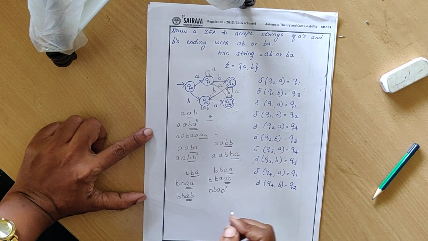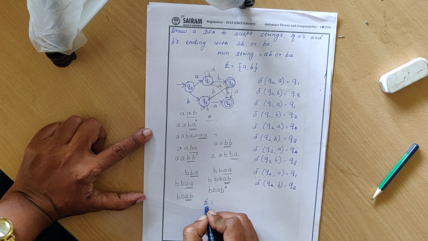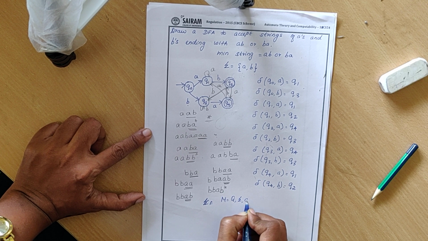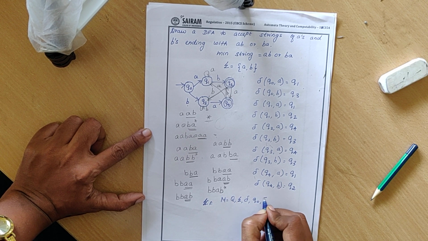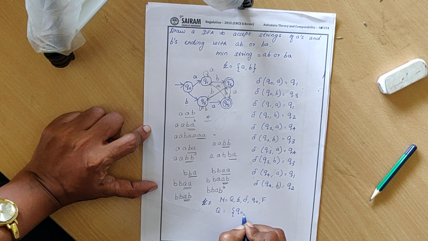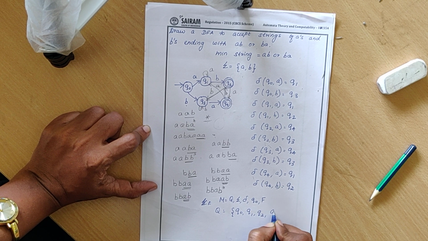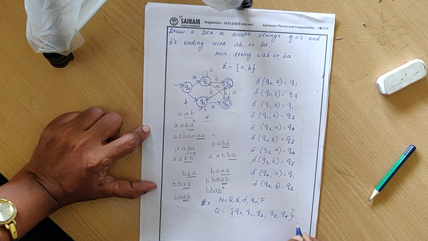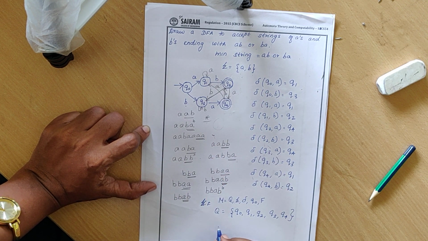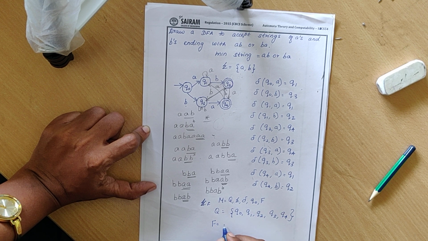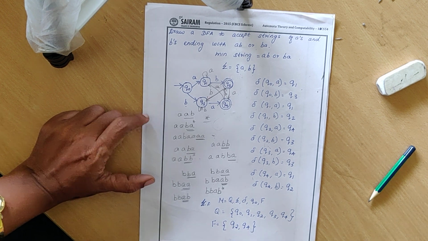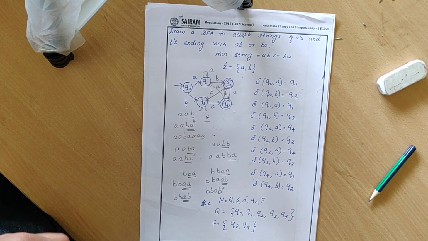Now we have finished all the transitions. You can complete your machine. M is equal to Q, sigma, delta, Q0, comma F. You know Q is Q0, Q1, Q2, Q3 and Q4. Sigma is A comma B, delta these transitions. Q0 is your start state, and Q2 and Q4 are your final states. You can finish your transition table also.